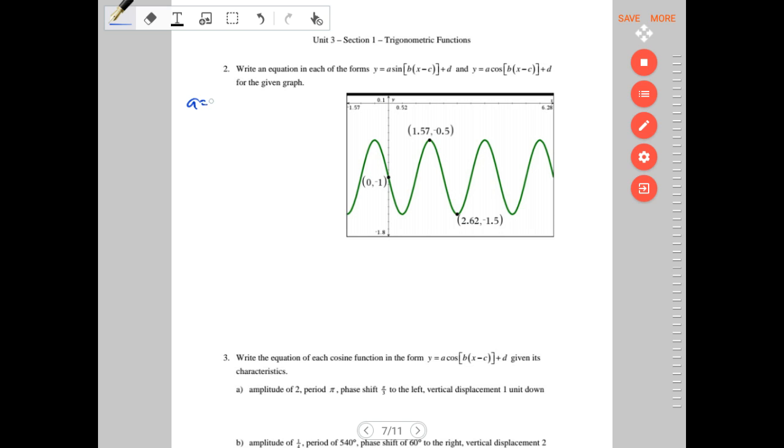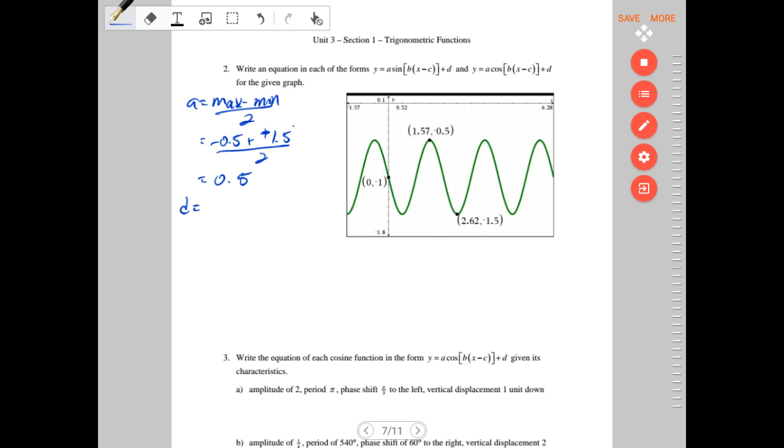A is equal to max minus min divided by 2. My maximum y value is at negative 0.5 minus my minimum is at negative 1.5 divided by 2. So that becomes 1 divided by 2, so my amplitude is 0.5.